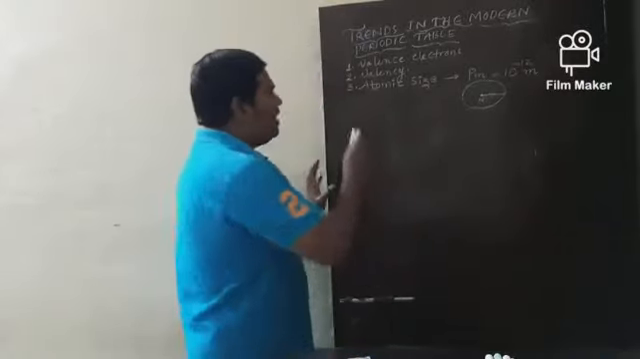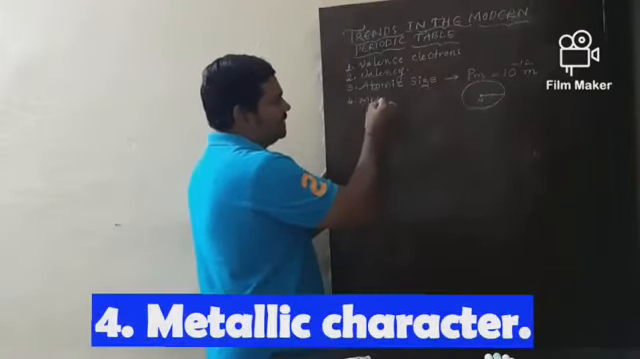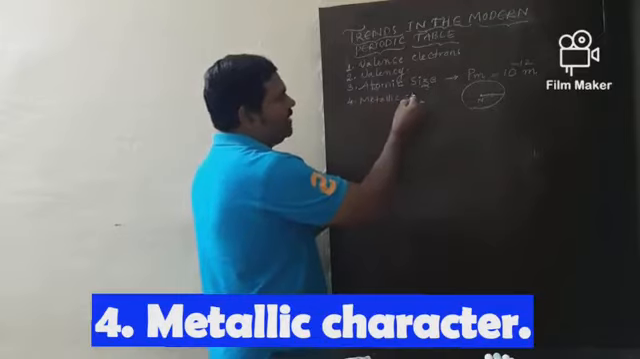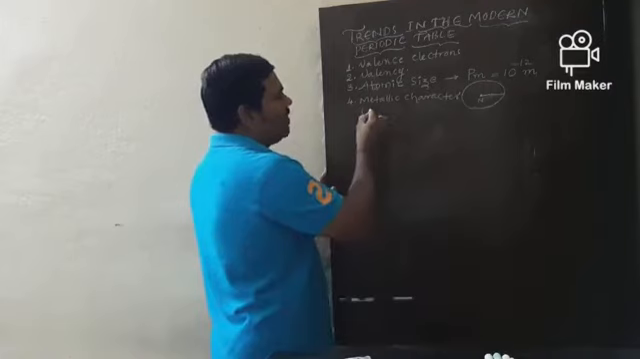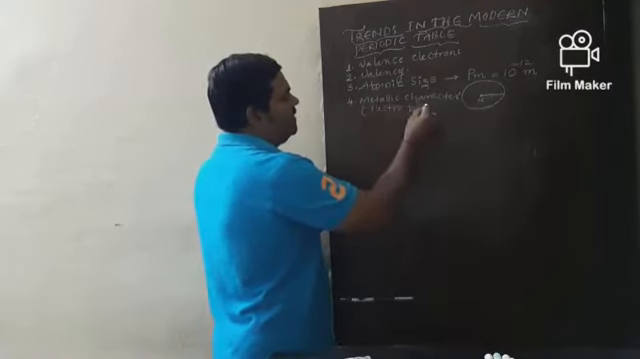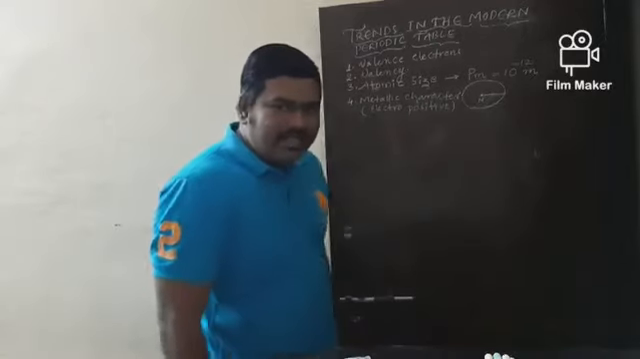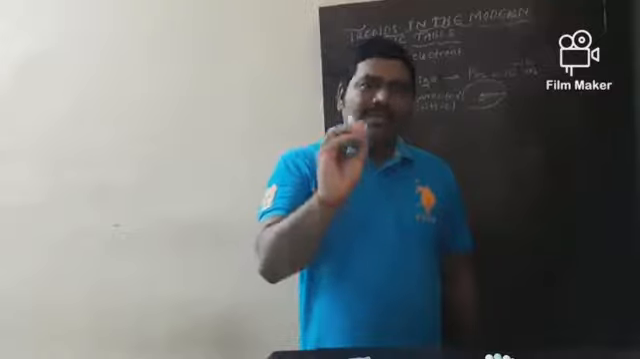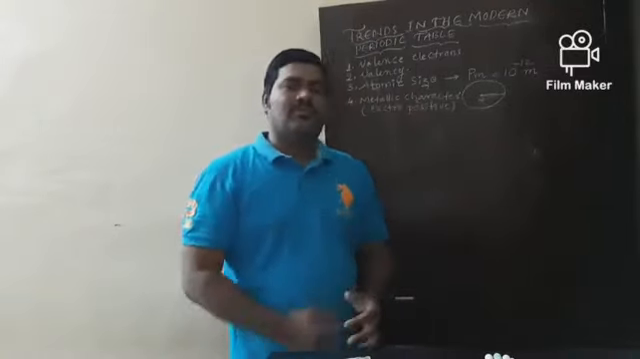Now coming to the fourth periodic property, metallic character. Metallic character is also called electropositive character, or the tendency to lose electrons. Now let me define what is metallic character or electropositive character.